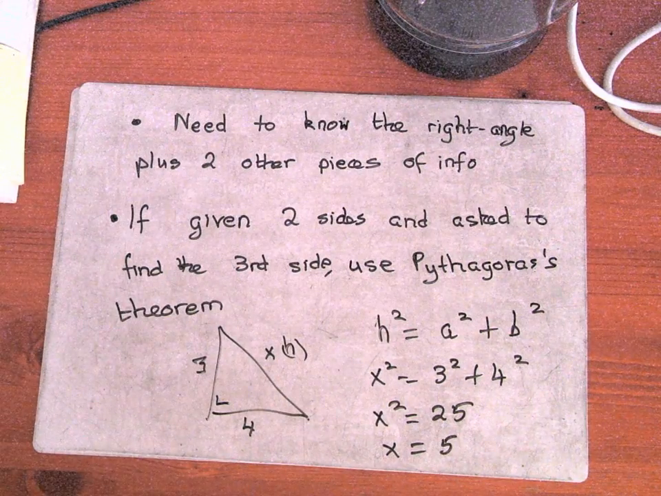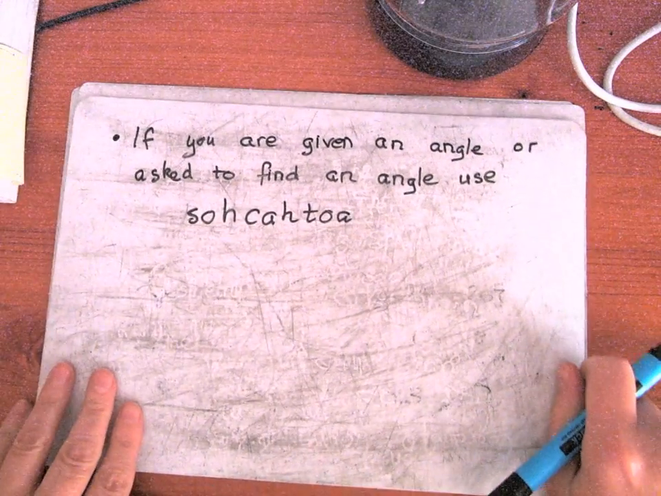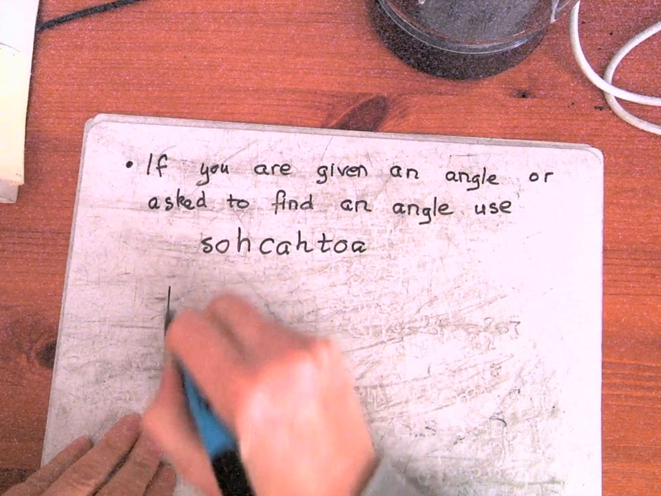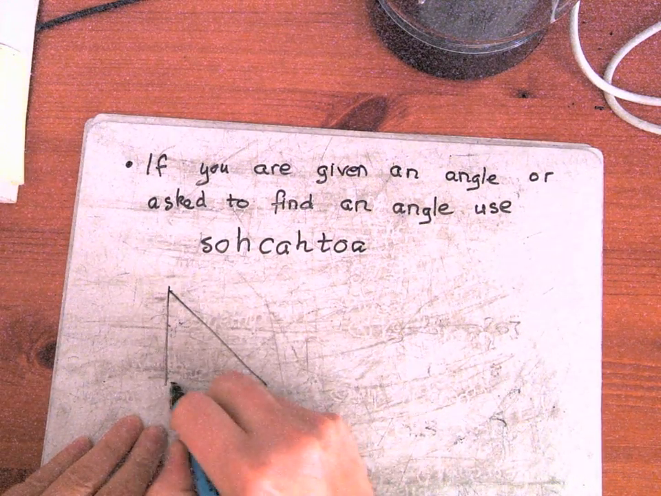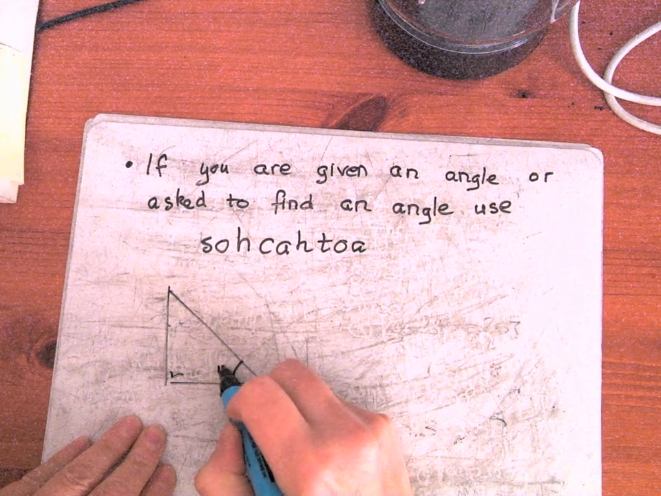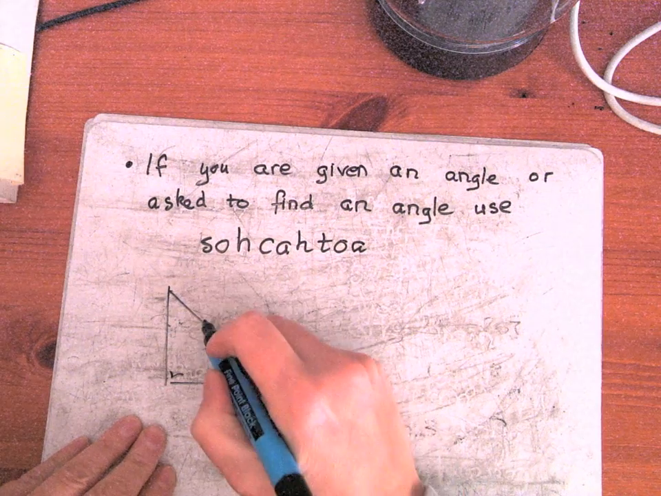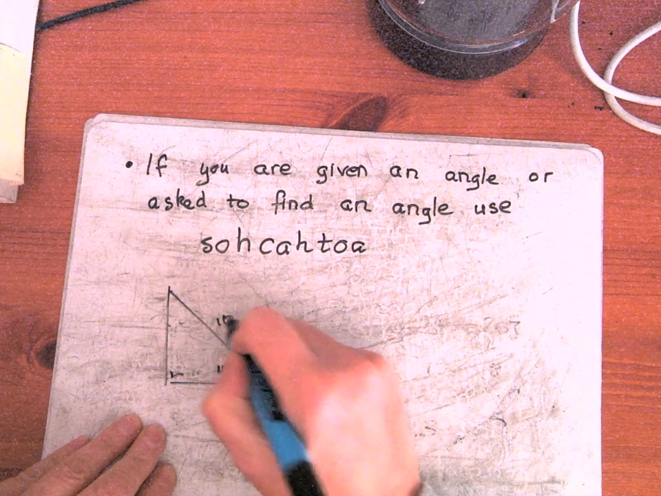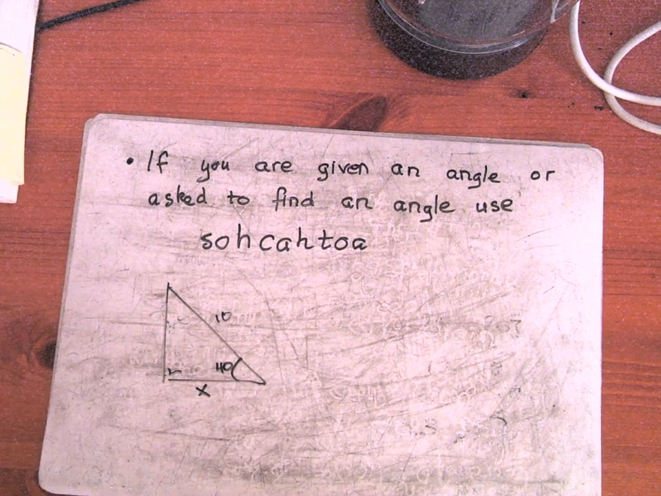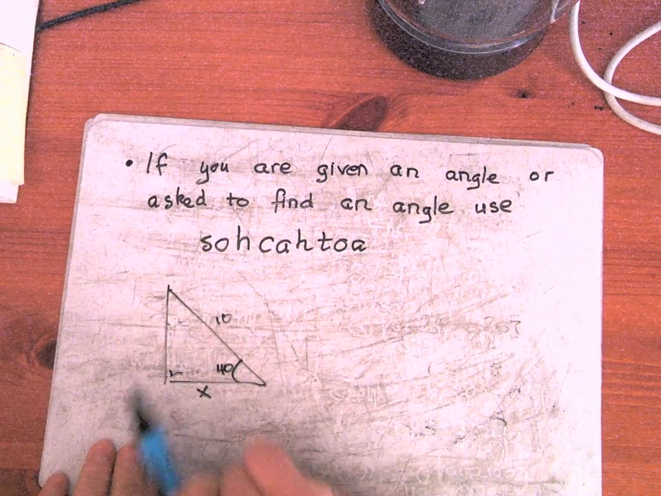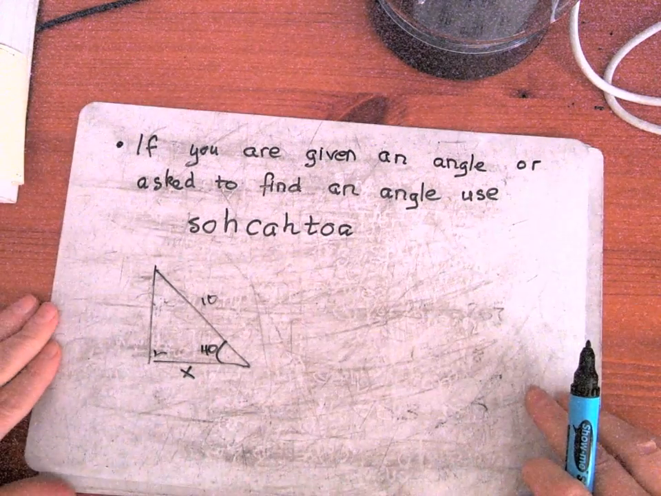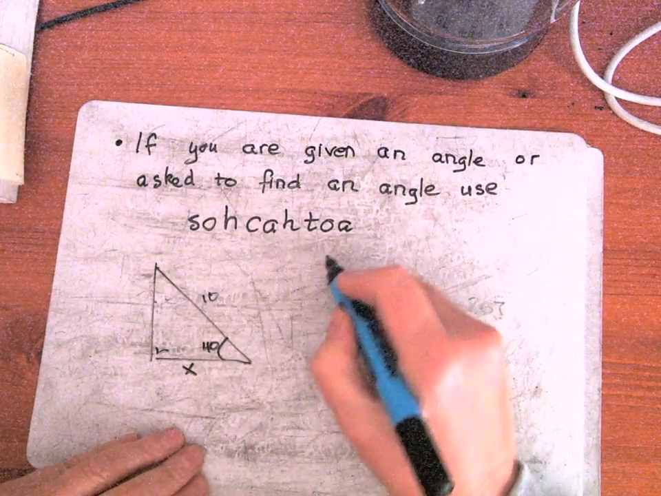Now, if you are given an angle or asked to find an angle, use SOHCAHTOA. So if you have your right angle triangle, and just say they tell us this angle here measures 40, and this side measures 10, and they say find x. This time we can't use Pythagoras' theorem, because in order to use Pythagoras' theorem you have to know two sides and be looking for the third. So that means we use SOHCAHTOA.